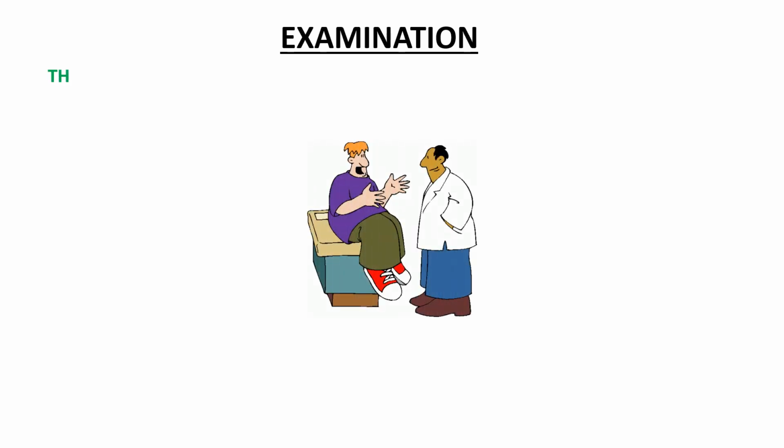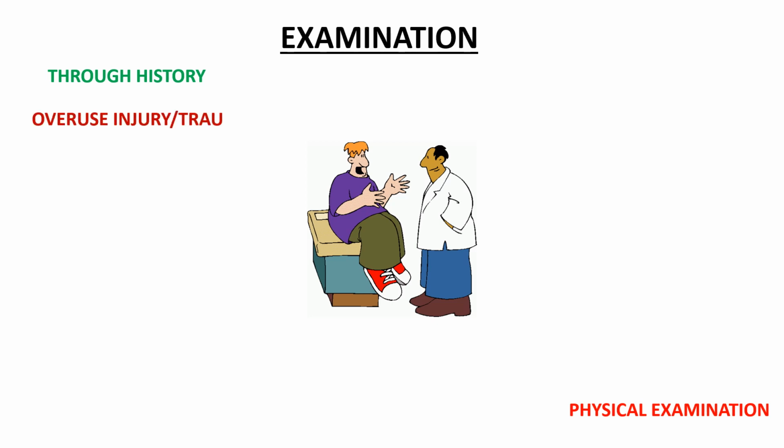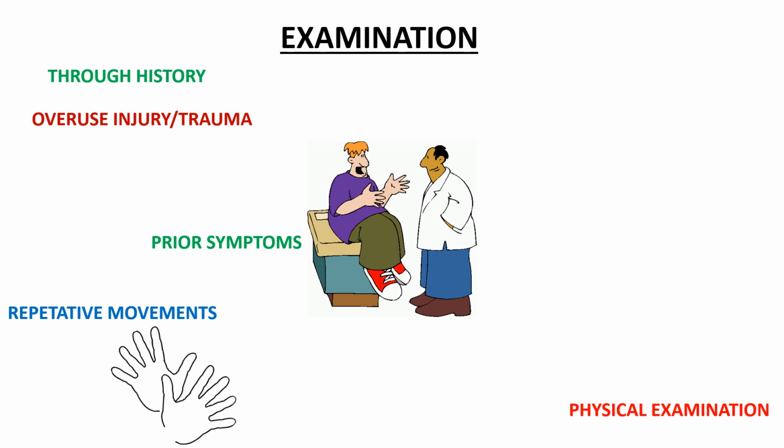Now I'll tell you how to examine a patient. The evaluation of the patient begins with thorough history taking followed by a physical examination. In history, the following should be recorded: history of overuse injury, history of prior symptoms, history of repetitive movement of the upper extremities, and hand dominance. The history of pregnancy and whether the patient is currently in the postpartum stage should also be recorded.